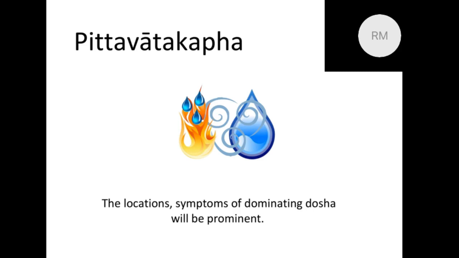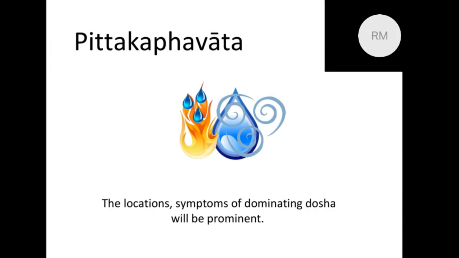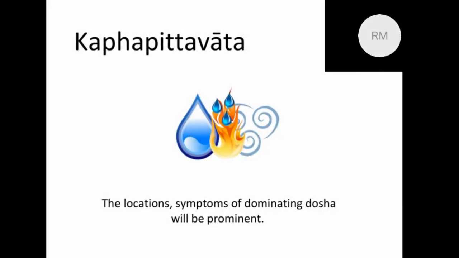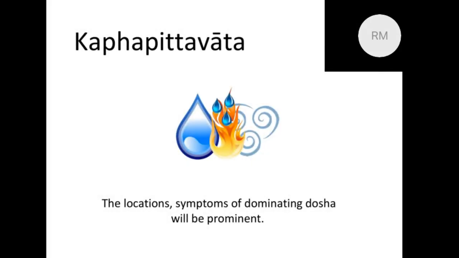And once we know what the Vikriti is, whether it is dealing with single dosha, dual dosha or triple dosha, this is a big step in actual diagnosis. So I'm going to show very briefly the various combinations possible. So we have here Pitta Kaphavāta, and then we have Kapha Pittavāta, and then Kaphavātapitta. These are the various combinations of tridoshas that you can see.